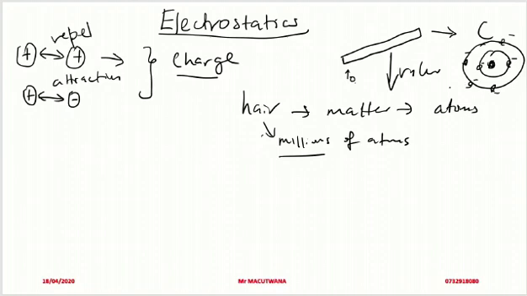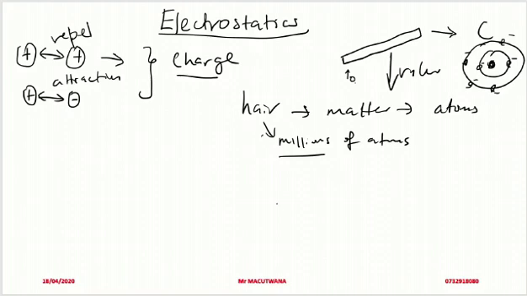The electrons which are transferred in between will be so many, millions and millions. I'm not saying 1 million, 2 million. I'm saying millions, maybe in trillions. So there will be so many electrons which are transferred in between the objects which are interacting.